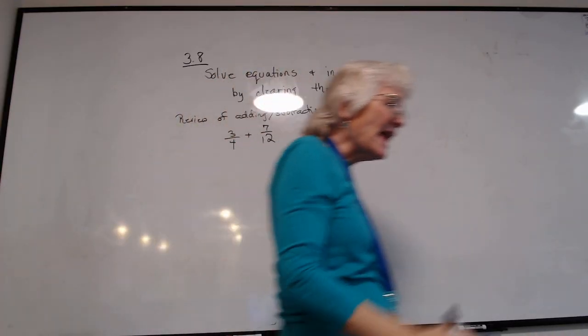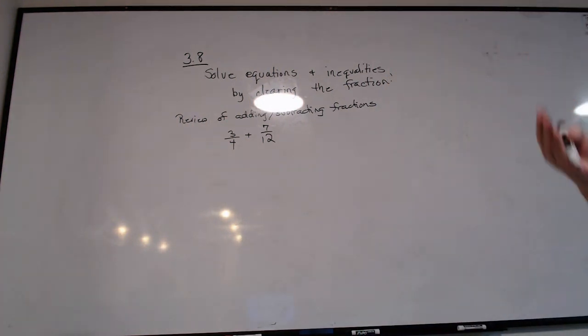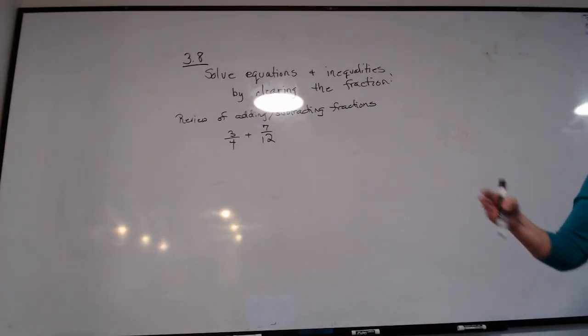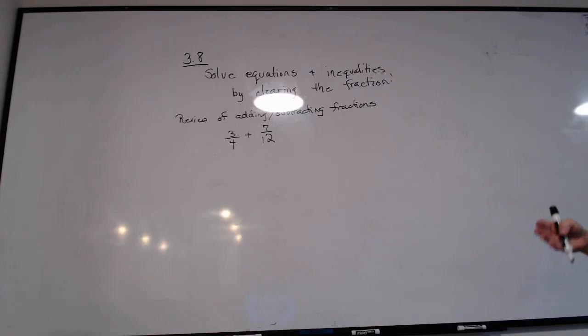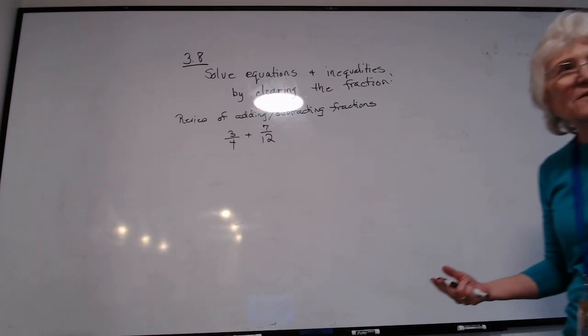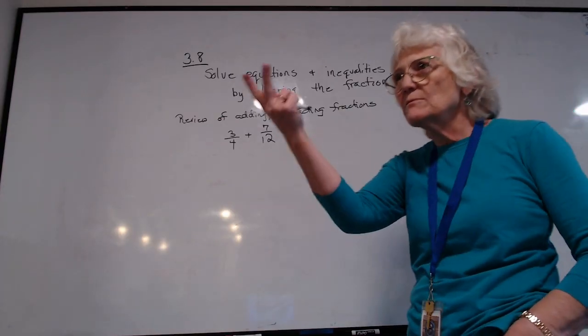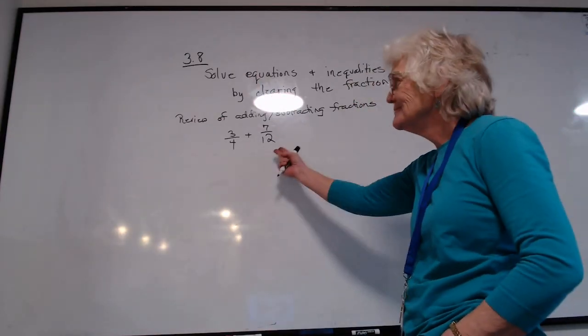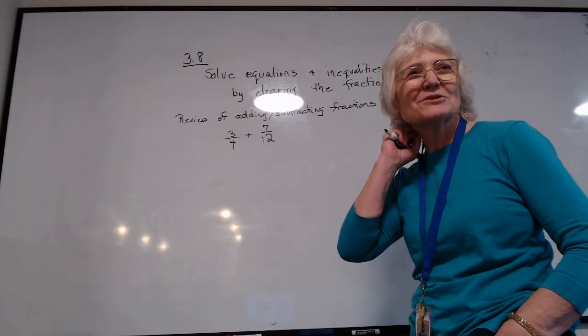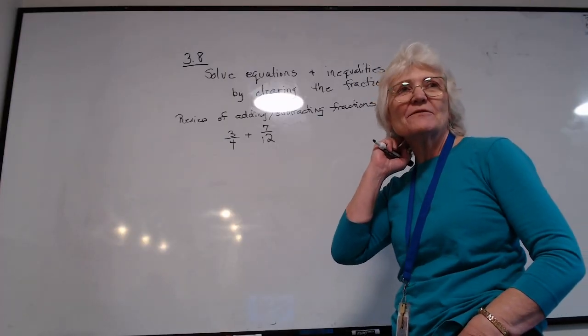What is the thing I have to do before I can actually add those? What do you have to do? Yes? Make the ones the same. Yes, make the denominators the same. We have to get what's called common denominators. That's a fancy word for the same numbers on each bottom. Okay, so the bottom numbers are the same. That's what we have to do.